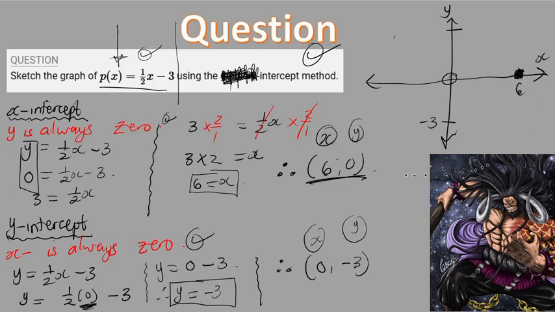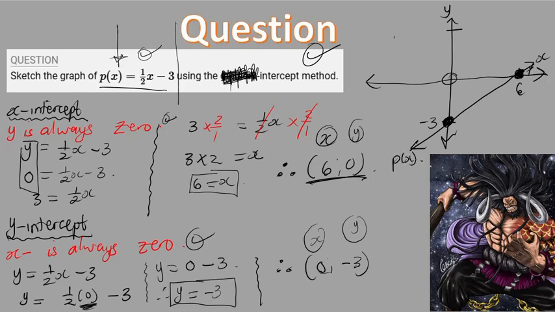Put a dot here. And then this coordinate is on the y-intercept. X is 0, y is negative 3. I put a dot here. And then I join these two points with a straight line like that. That's a graph. And then I label my graph. This is the graph of p of x.